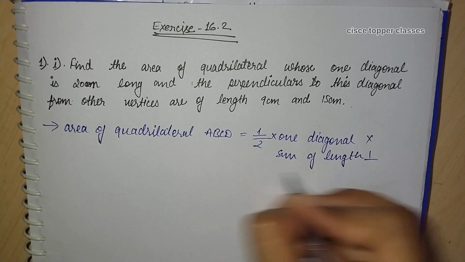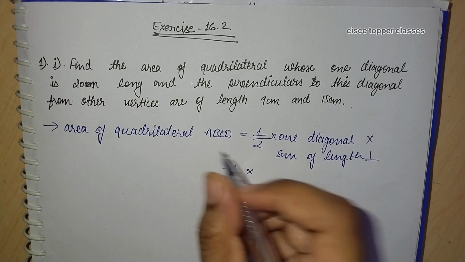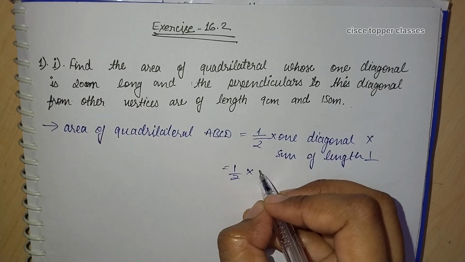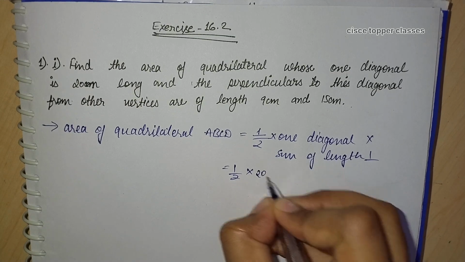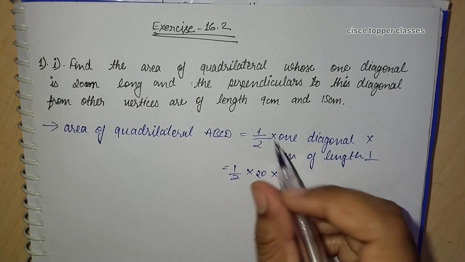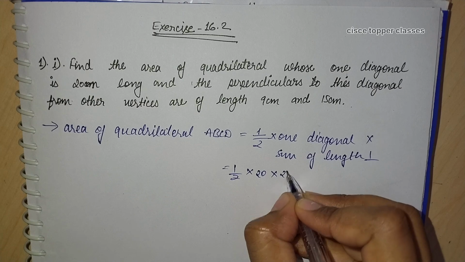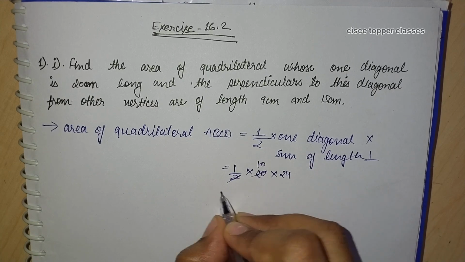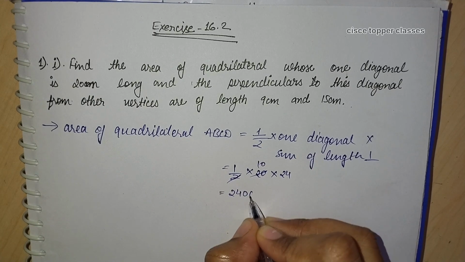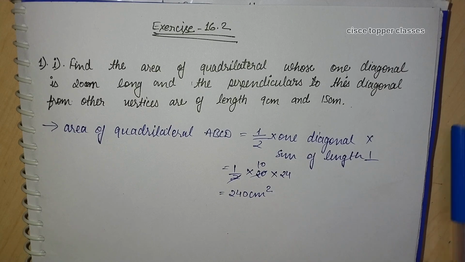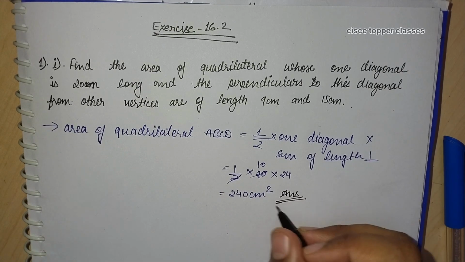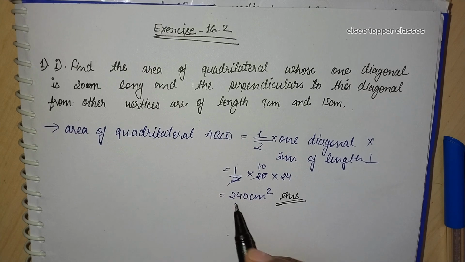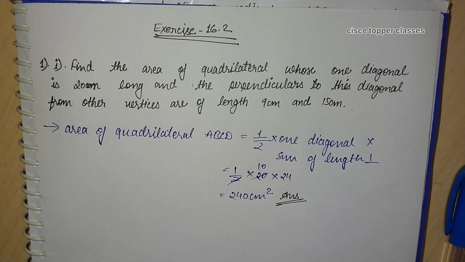So we can write 1 by 2. Here the diagonal is given as 20 cm long. So we write 20 cm into the sum of the perpendiculars, which will be 9 plus 15, so this will be 24. We will cancel out this part. So it is 240 cm square. This is the final answer in this question. So the area is 240 cm square.